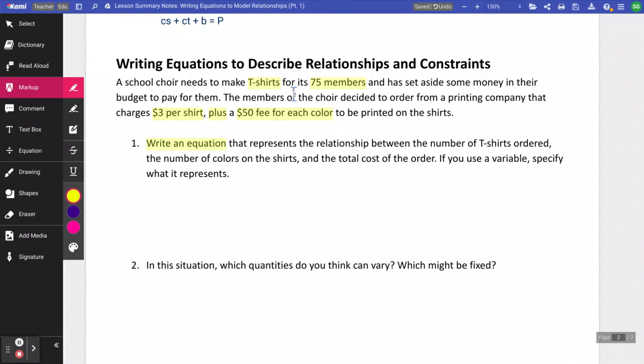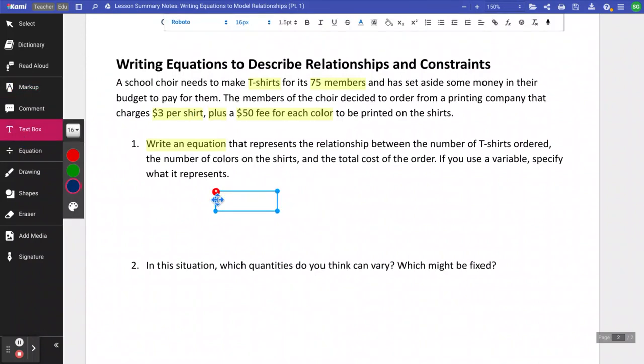So if I'm going through this, I know there's 75 shirts we're going to need, and it's $3 for each shirt. So if I'm trying to find that total cost, I would need to multiply the 75 shirts I want times the cost of each shirt. And it's telling me right here, each shirt costs $3. So for that total cost, it's going to have that 75 times 3 in it. 75 shirts times $3 per shirt.